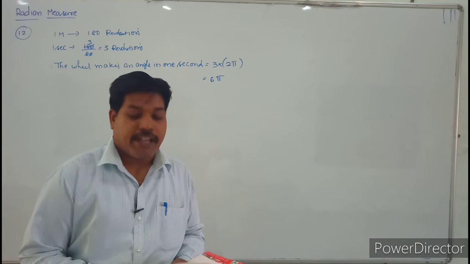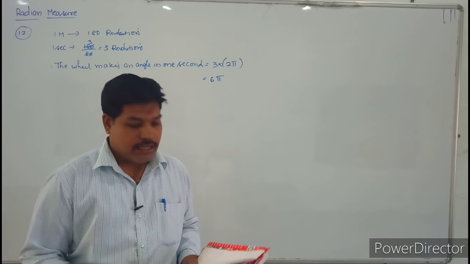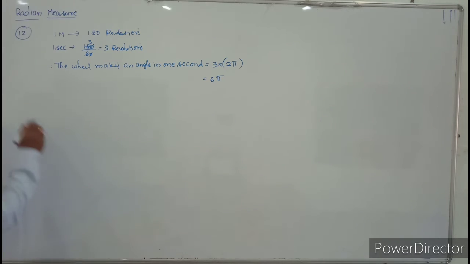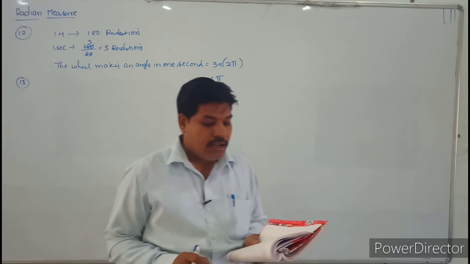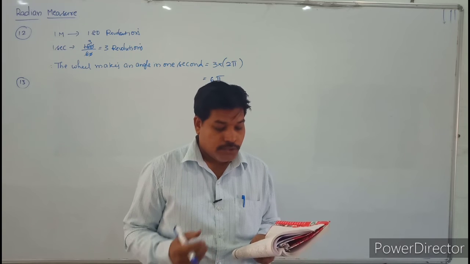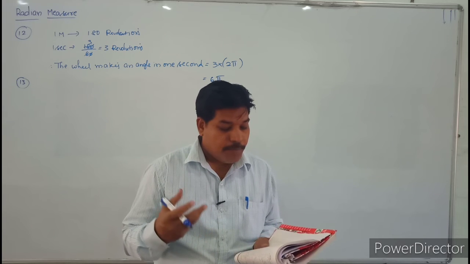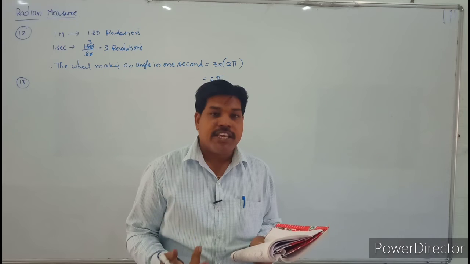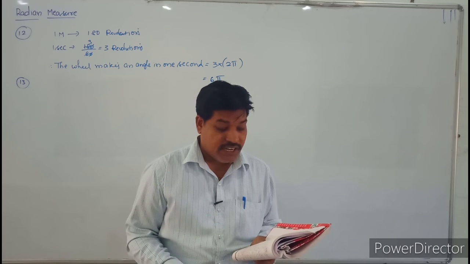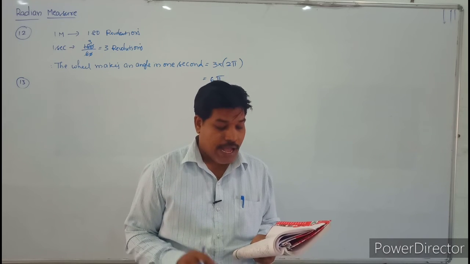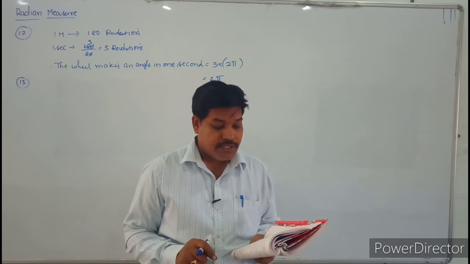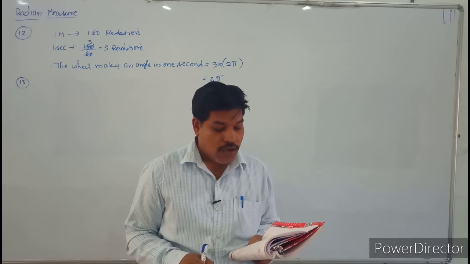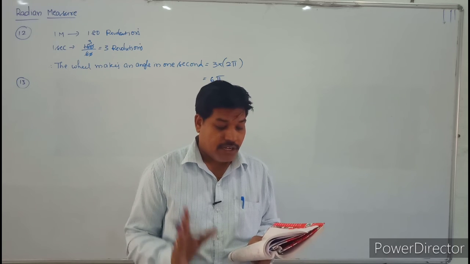So see the next question. Question number 13. See that question, students. The angle in radians through which a pendulum swings if its length is 75 centimeters, and the tip describes an arc of length 10 pi centimeters.